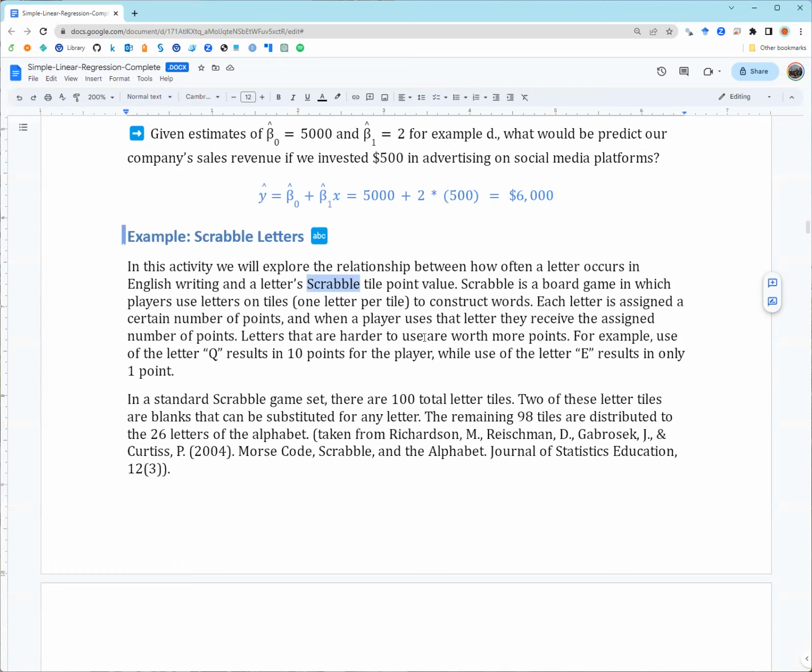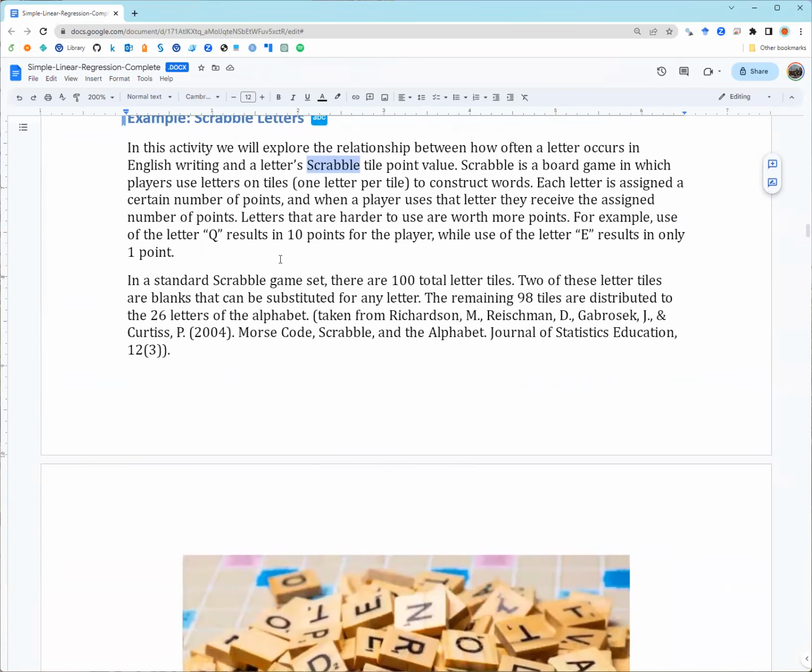But the idea is that you have a point value for different letters that you can play to spell words on the board using your Scrabble tiles, right? And letters that are more difficult to use have higher point values, while conversely, letters that are easier to use have lower point values in general. So for example, Q is really difficult to play, so it's worth 10 points, while E is relatively easier to play, so it's worth only 1 point when you play it in a word.